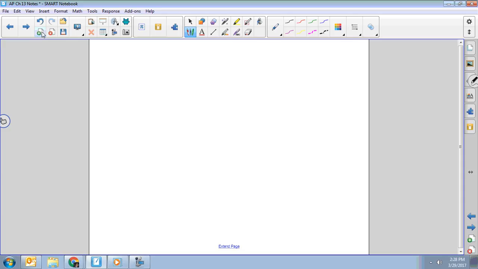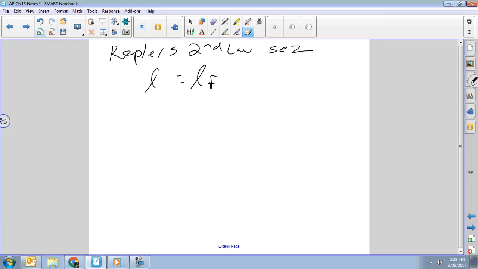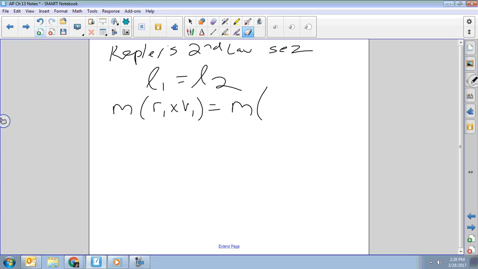Go, brain, Kepler. So Kepler's second law says that the initial angular momentum has got to equal the final angular momentum. Or maybe I should say this: the angular momentum at point 1 has got to equal the angular momentum at point 2. Right? So, mass of Halley's comet times the radius at point 1 cross the velocity at point 1 has got to equal the mass of Halley's comet times the radius at point 2 cross the velocity at point 2, right?